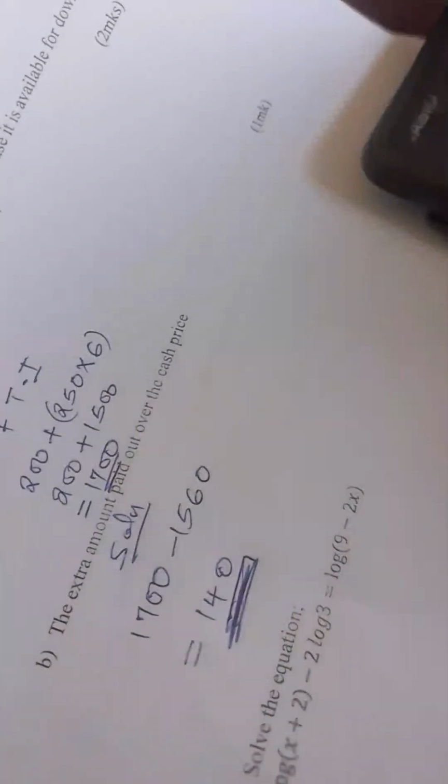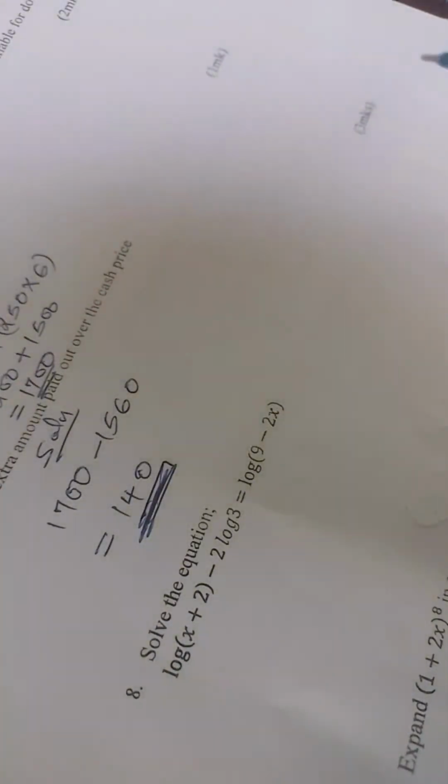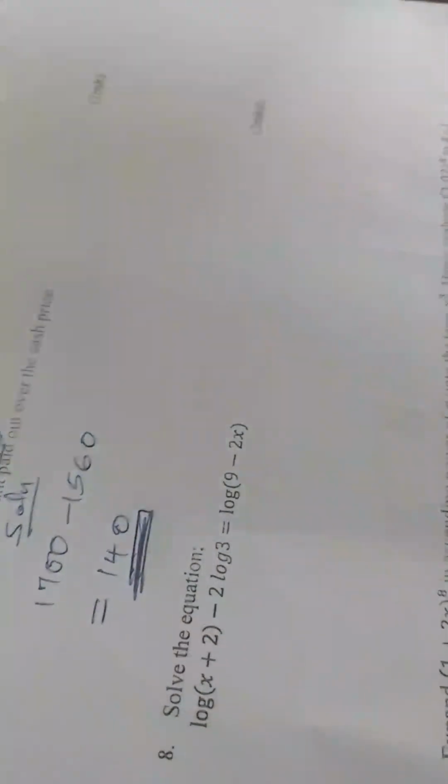So there is this amount that he will have paid over the cash price, for the hire purchase. So he'll pay more by 140. So you can look at yourself, which one is cheaper? Is it the market price or the hire purchase? Because if it is the hire purchase, you will have to pay 1700. But if it is the cash price, he will pay exactly 1560, which means he will save 140.